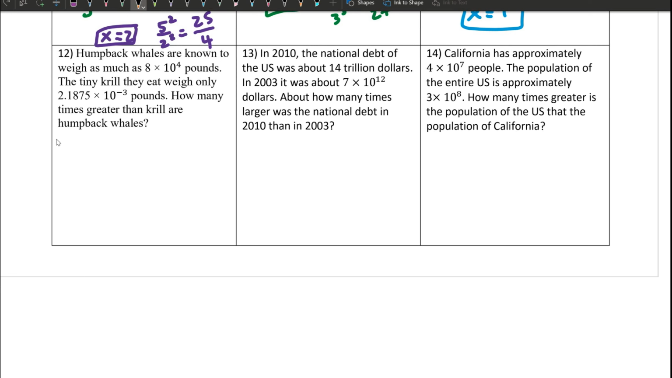So to find how many times larger, how many times greater, you're going to put the big value over the small. In this case, the humpback whale is going to be the bigger animal compared to the krill. So that will be 8 times 10 to the 4 power, divided by the krill, which is 2.1875 times 10 to the negative 3.